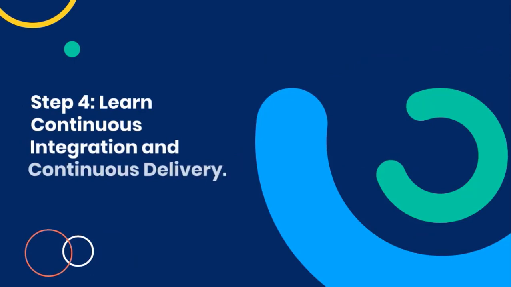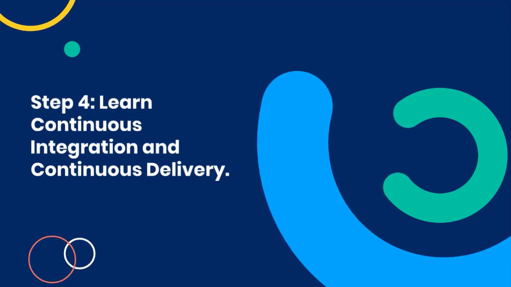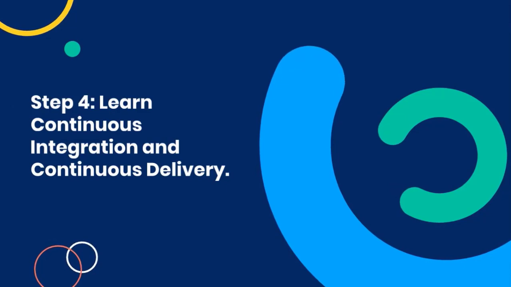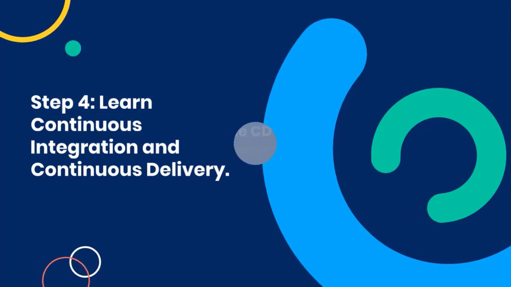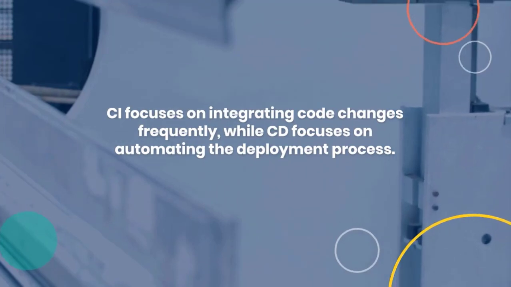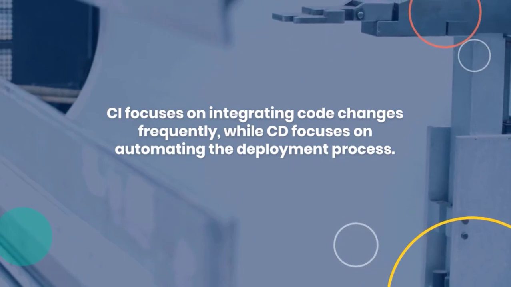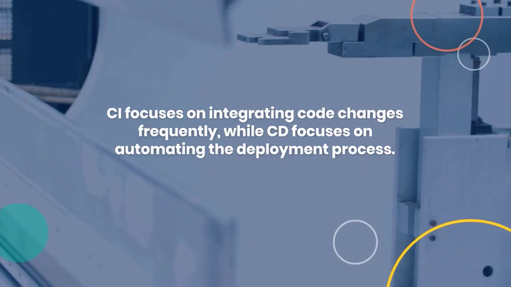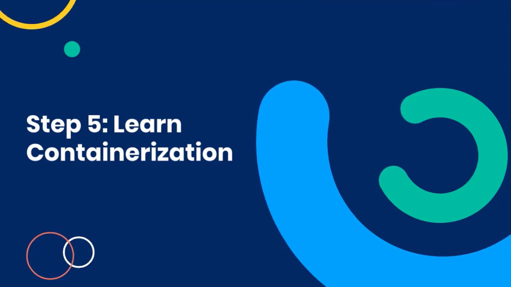The number four step is to learn continuous integration and continuous delivery. Continuous integration and continuous delivery are crucial concepts in DevOps. CI focuses on integrating code changes frequently, while CD focuses on automating the deployment process. So learning how to use tools like Jenkins, Travis CI, and Circle CI is essential in building automated software development pipelines.